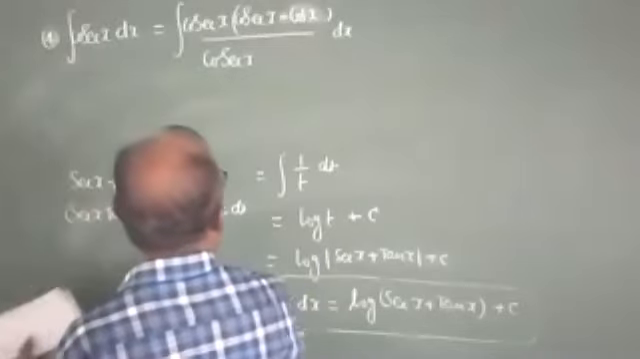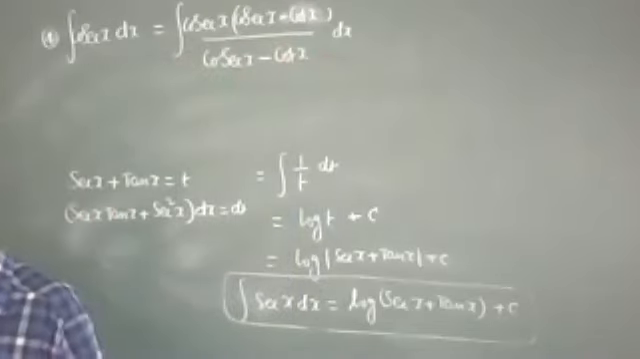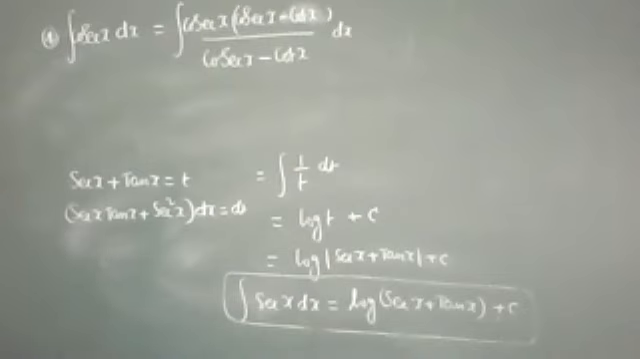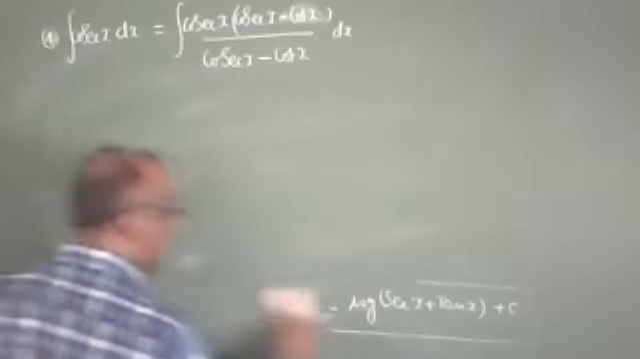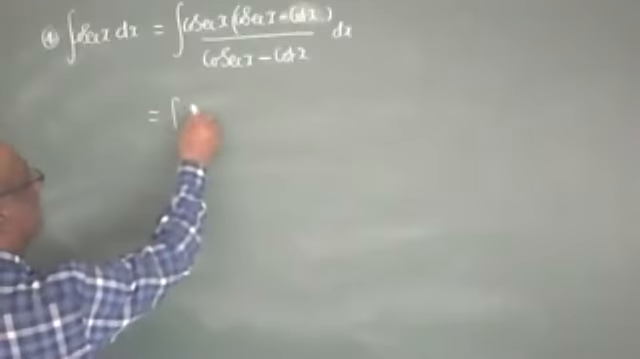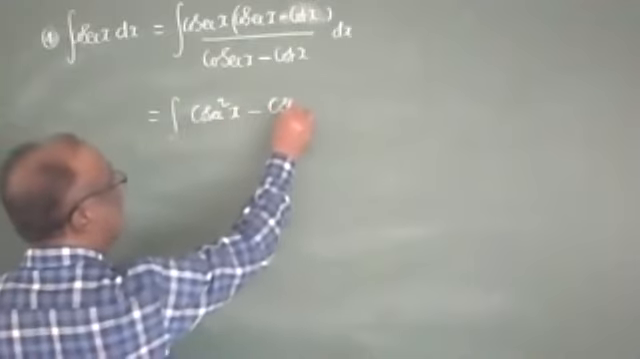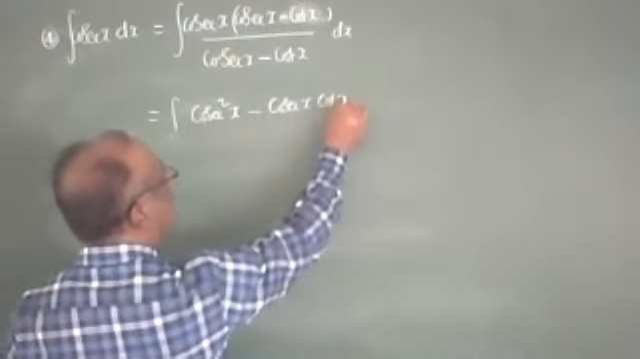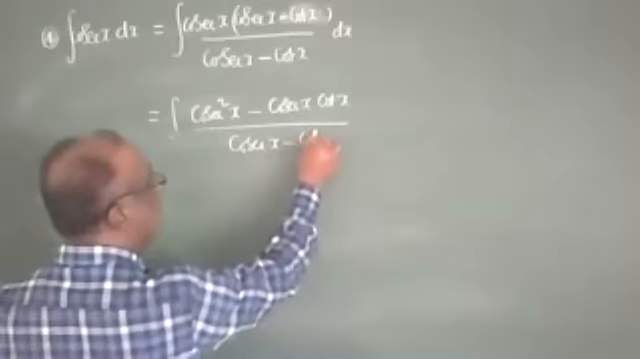Right, first we can do cosecant x, we can multiply. Cosecant x also we can multiply. And cosecant x in the denominator, let it be t, and we get the answer. So the numerator is cosecant square x minus cosecant x into cot x, by the denominator cosecant x minus cot x, into dx.